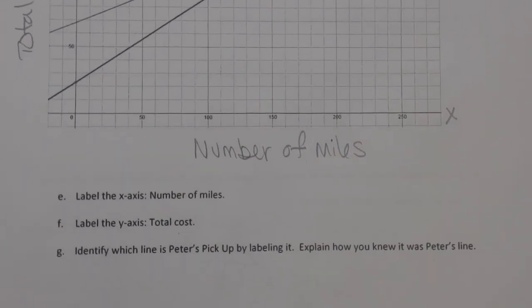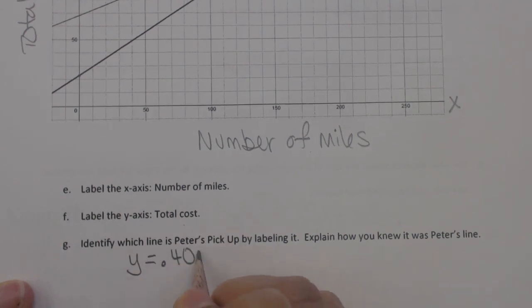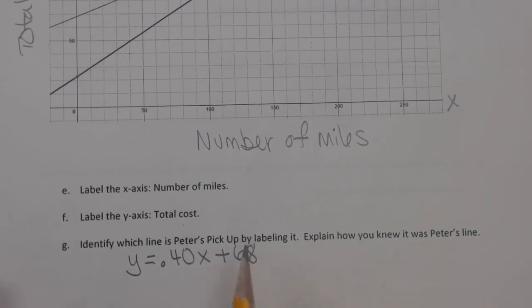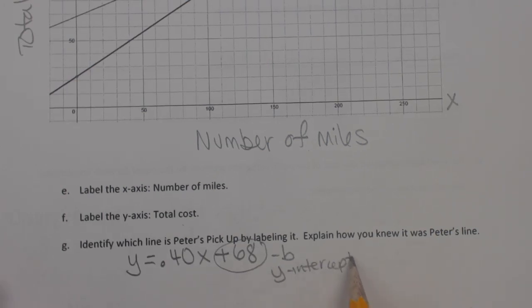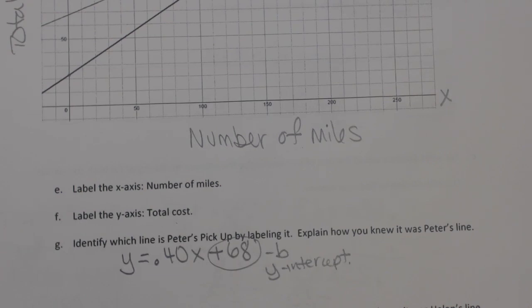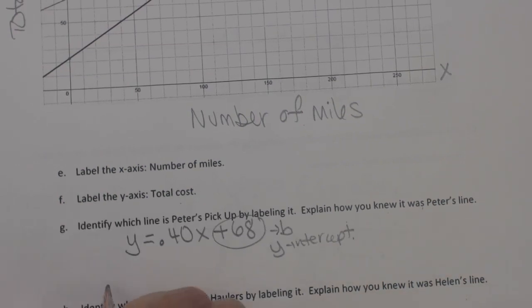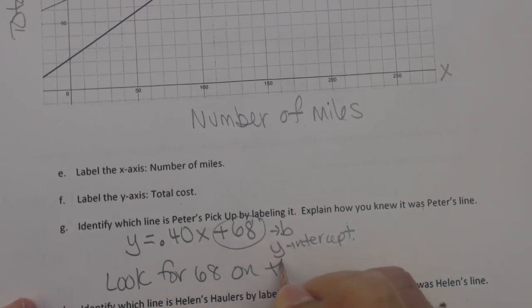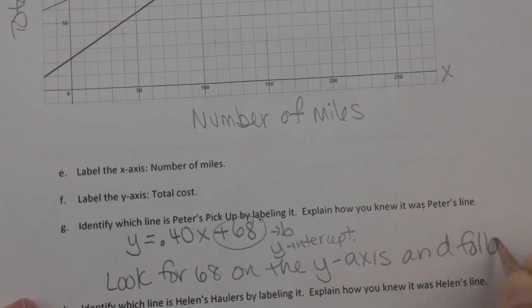Okay. Part G: identify which line is Peter's pickup by labeling it. Explain how you knew it was Peter's line. Before I identify his line, I'm going to write down his equation. y equals 0.40x plus 68. The reason why I'm going to write down his equation is because this is our b, which is our y-intercept. And our y-intercept is where we would start on the graph. So explain how you knew it was Peter's line. Basically, I'm going to look for 68 on the y-axis and follow the line.